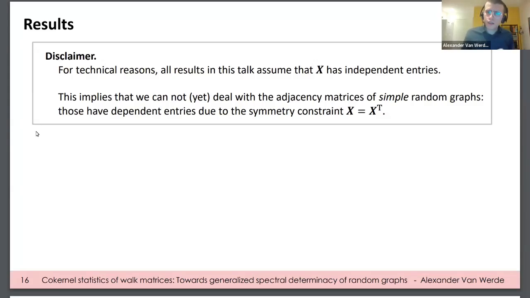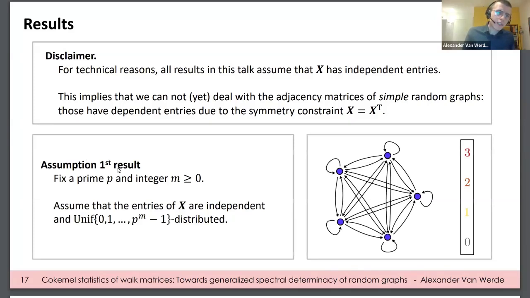All right. Now, for my first result, I will make an additional simplifying assumption, but my next result is going to relax that to some extent. In particular, in my first result, I will assume that not only are the entries independent, but I will also take them to be uniformly distributed on some sufficiently large sets.